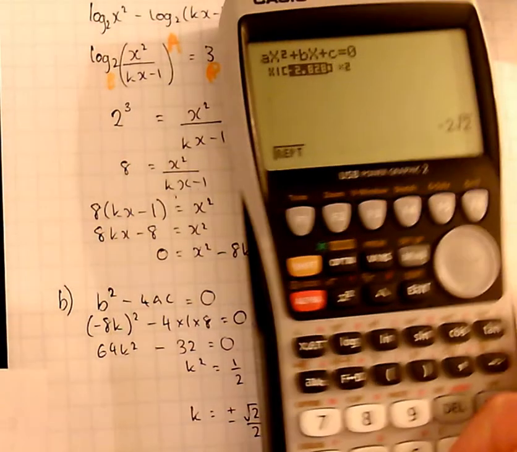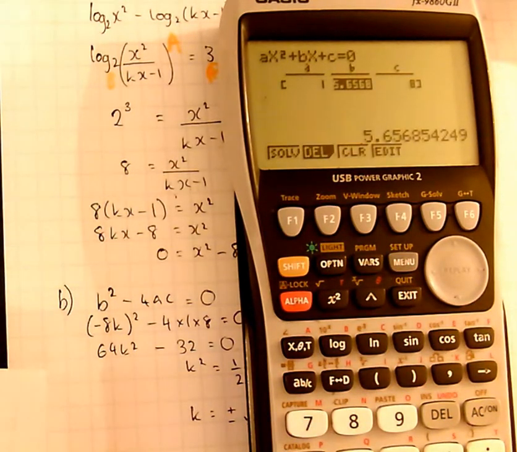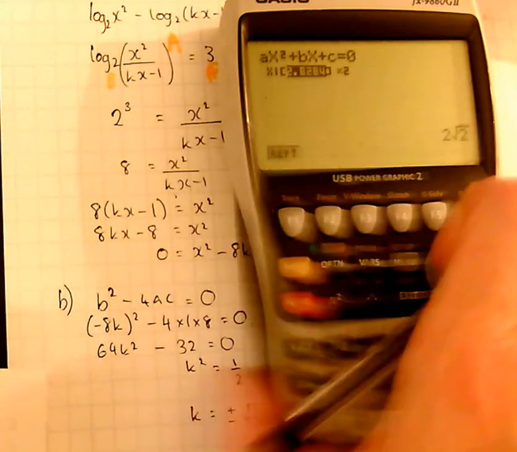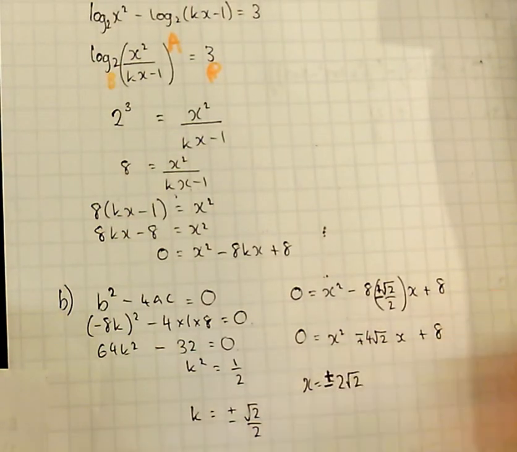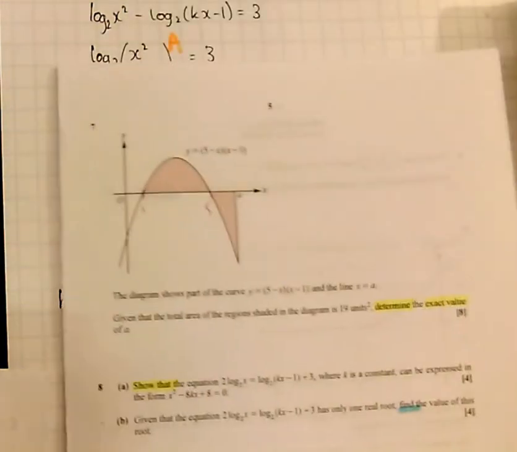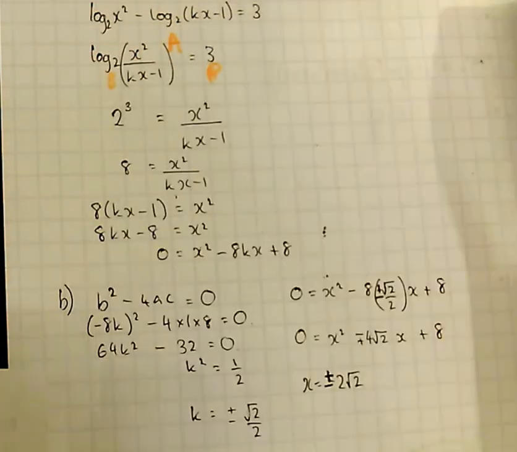And now I'm going to do exactly the same, but with a negative 4 root 2 here. And this time we get positive 2 root 2. But if we look back at the original equation, 2 log base 2 of x. Now, you can only take logs of positive values, so x must be positive.